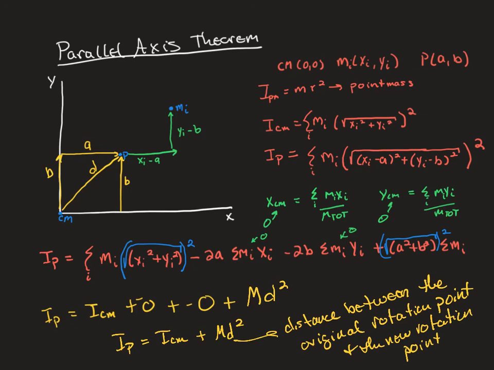And remember, those two rotation points or rotational axes have to be parallel to each other. Keep in mind, this here is the formula that you are applying when you're solving problems using the parallel axis theorem. All this up here was me attempting, at least, to explain where this formula came from.